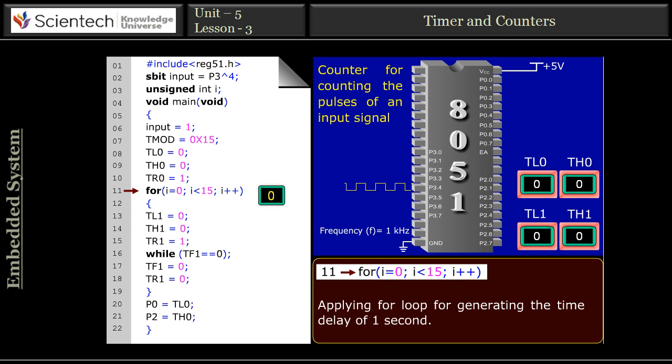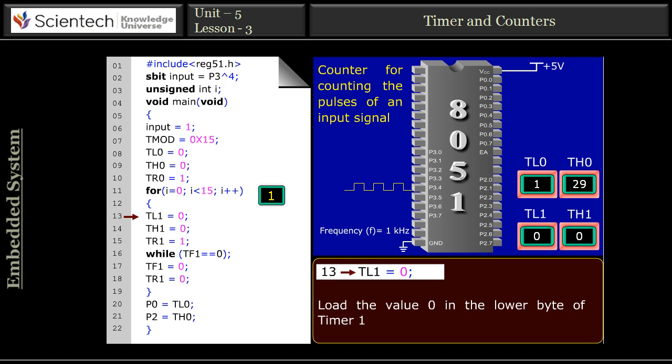Next is the for loop, that is, for i = 0, i < 15, i++. It is applied for generating a time delay of 1 second. In this loop it starts counting from 0 up to 15, incremented by 1. It counts from 0 up to 255 for a single value, then is incremented by 1, and the process gets repeated up to 15 values.